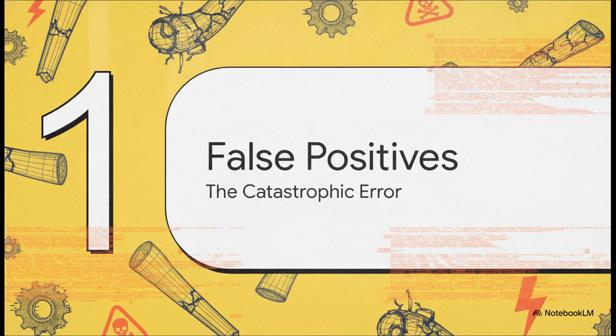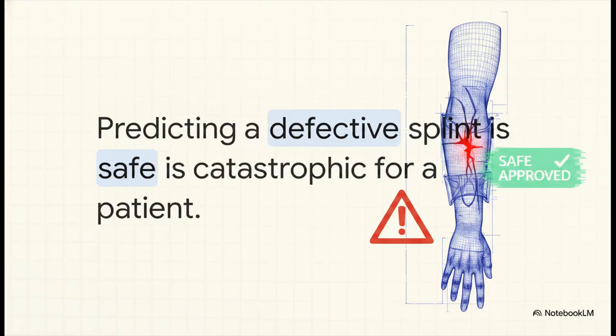All right, Section 1, the catastrophic false positive. We've got to begin our deep dive by understanding the absolute worst-case scenario. Because, honestly, before we can even talk about success, we have to precisely define what failure looks like. For our upper limb splint startup, predicting that a structurally defective 3D printed part is perfectly safe, what we call a false positive, well, I want to be incredibly clear here. This is a catastrophic event.